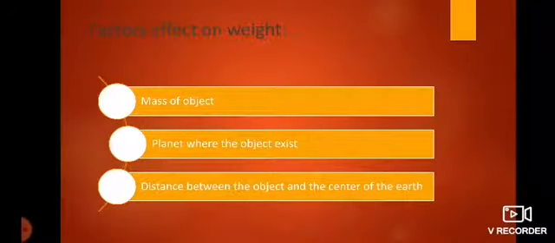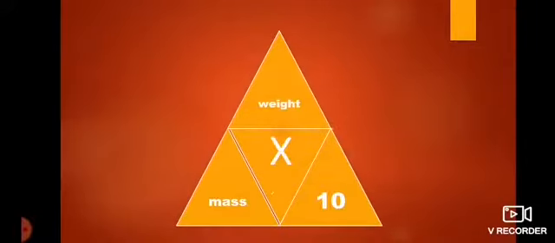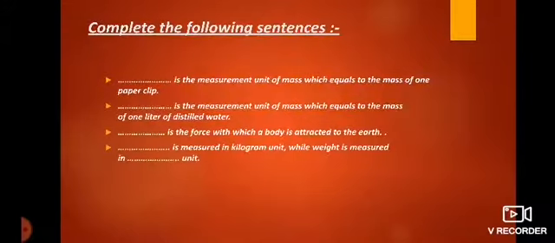What are the factors that affect the weight? The weight is affected by three factors. Number 1, the mass of the object. Number 2, the planet where the object exists. Number 3, the distance between the object and the center of the earth. First, the mass of the object. We know that the weight equals mass times 10. If I have a problem and we have the mass, then the weight equals mass times 10.